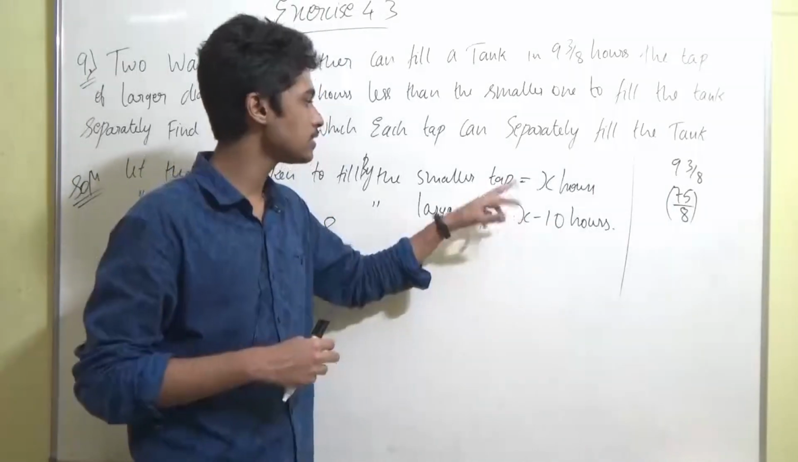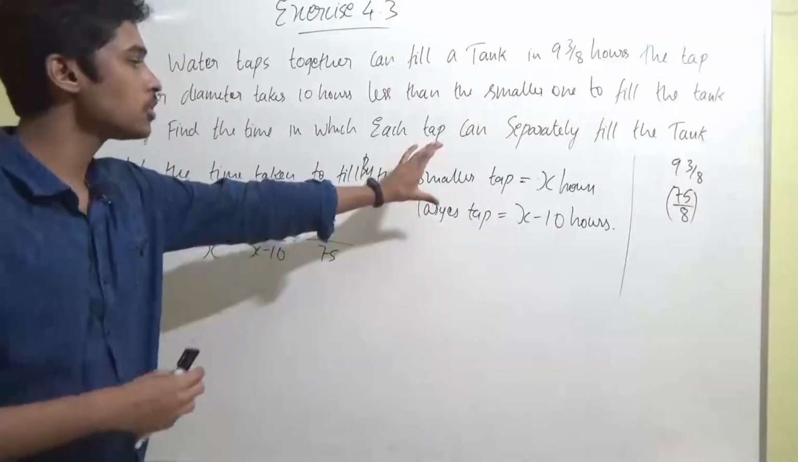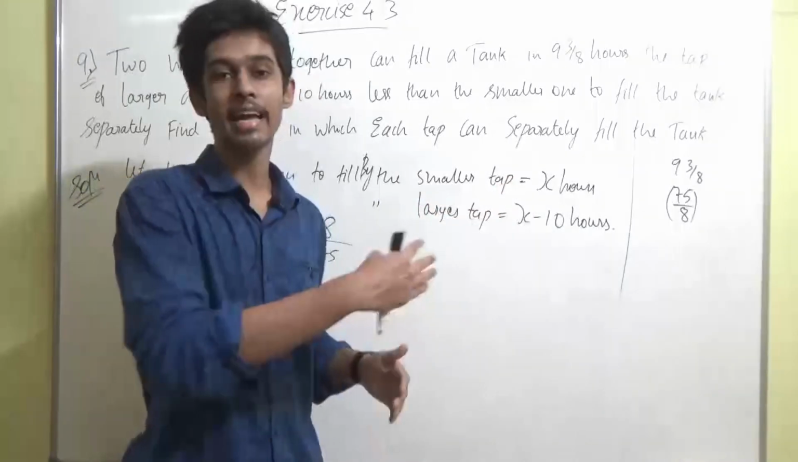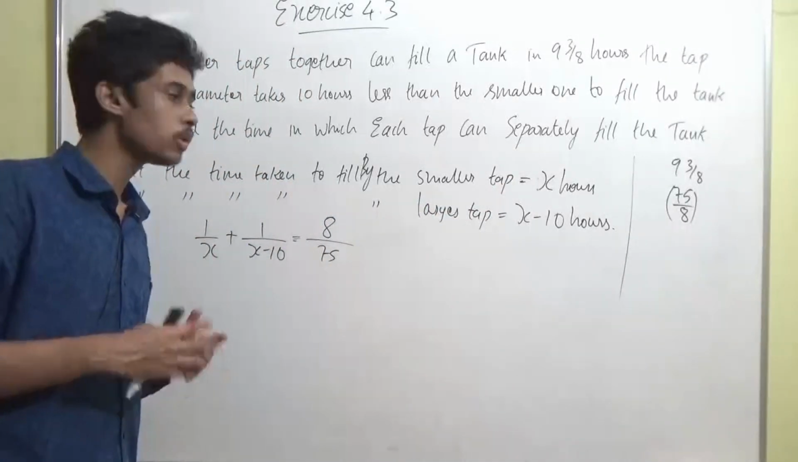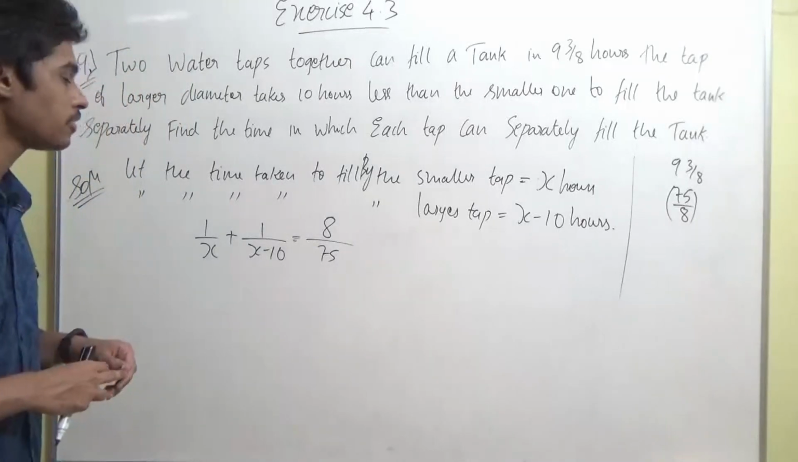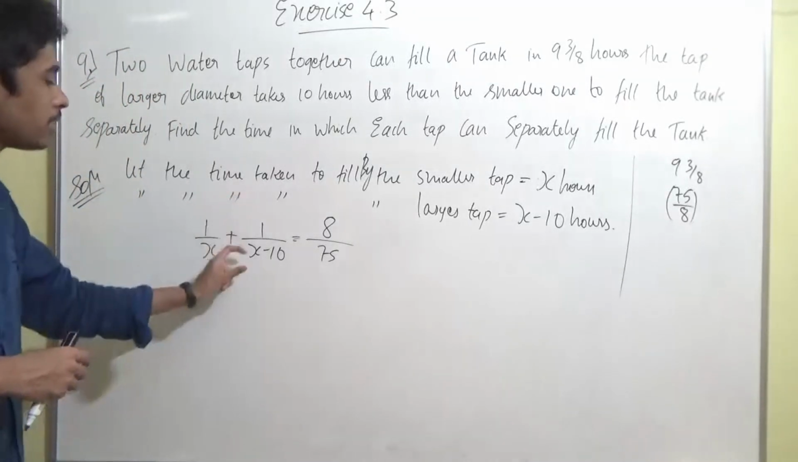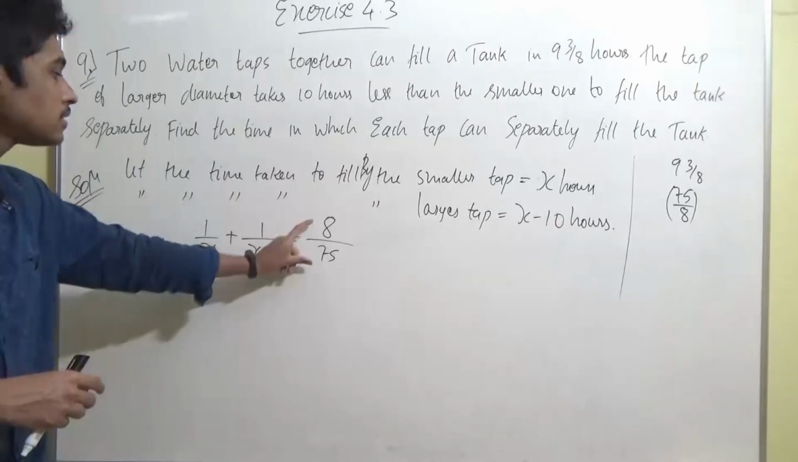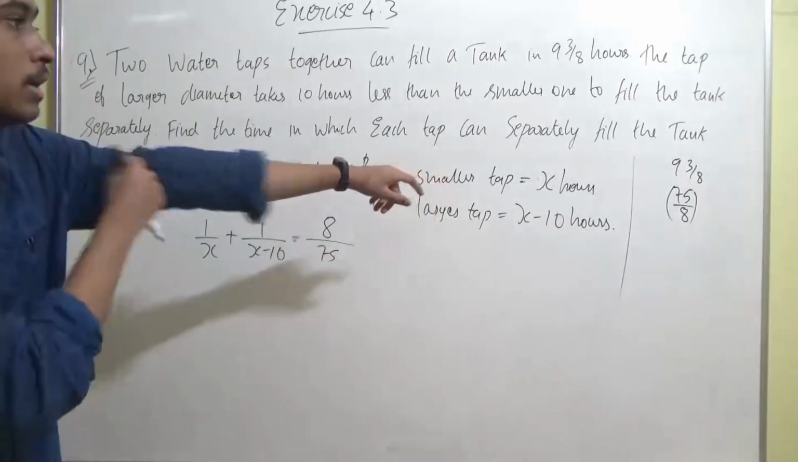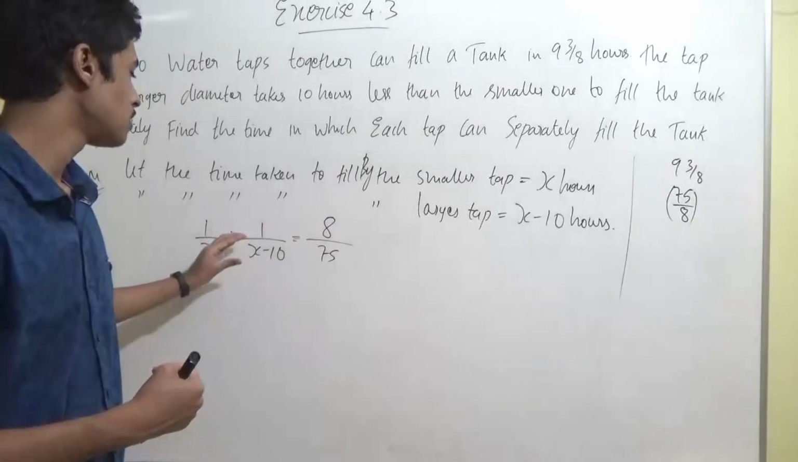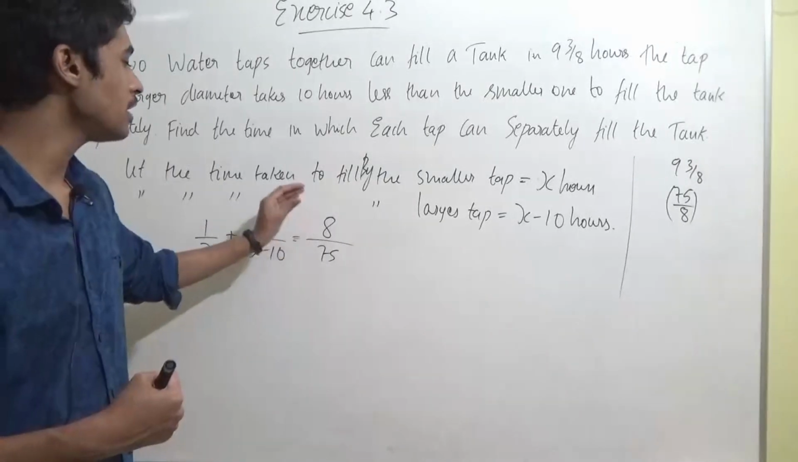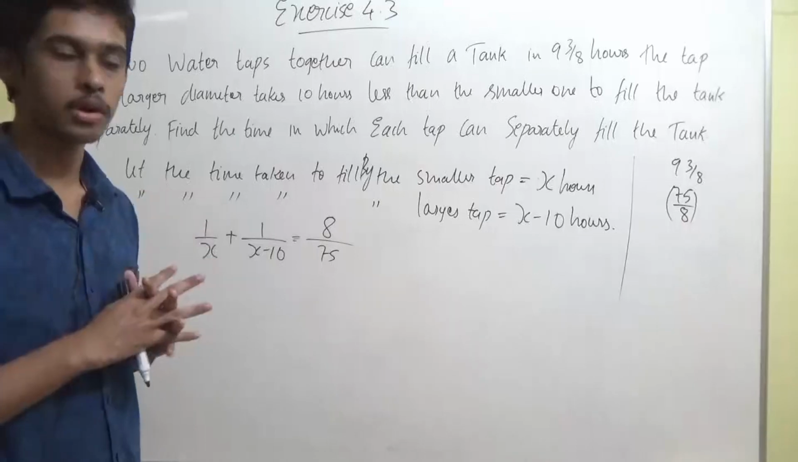Getting it, guys? These are the two formulas, and this was for filling the entire tank, right? Now we want to know how much part of the tank would have been filled in 1 hour. So it is 1 by x plus 1 by x minus 10 equal to, and this is the total time, right? We want the time for this filling, that is, in 1 hour, so it is going to be 8 by 75. You will reciprocate it. Done.